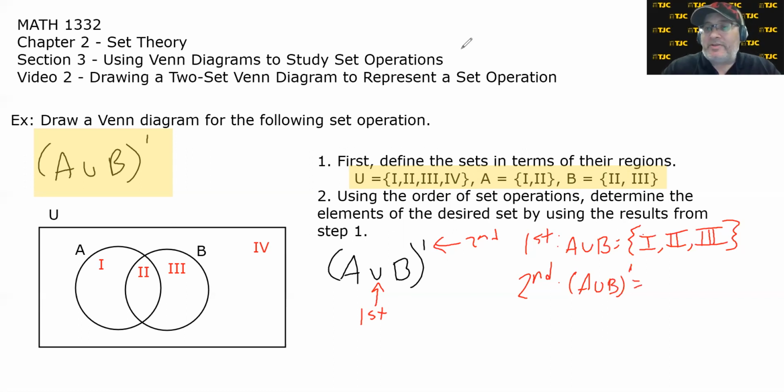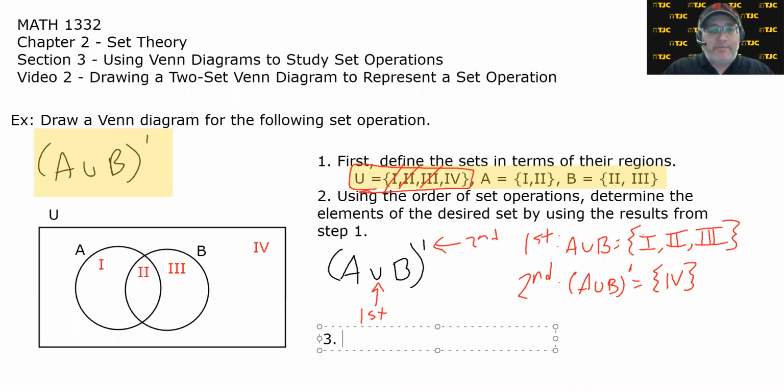Well, complement means which elements in the universe are outside of that set. So it might help to look at the universe and cross out the elements of A union B, since we're looking outside of that set. And the only thing that remains is the set containing region 4. So what does that mean? That means two things. In terms of regions, the set we're looking for consists of region 4 only. But what it also means is that we're ready to finish the problem.